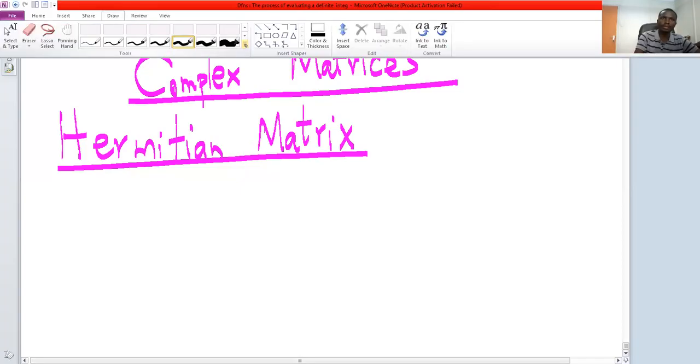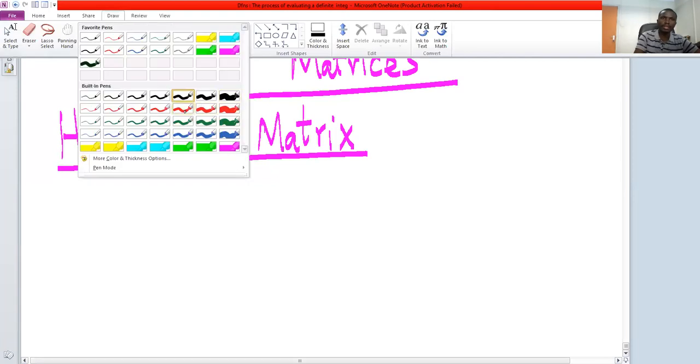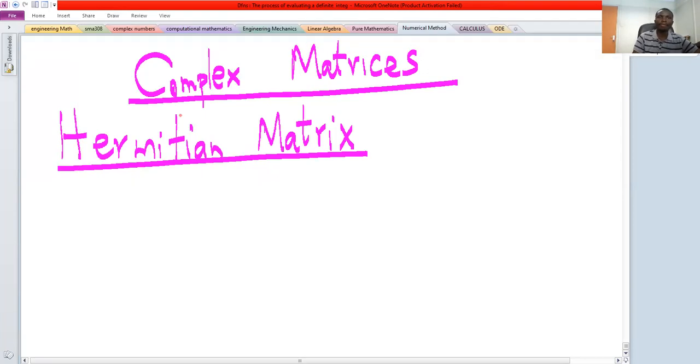Welcome to this session. In this session, we are going to discuss Hermitian matrices. So let's start by defining what we mean by a Hermitian matrix.